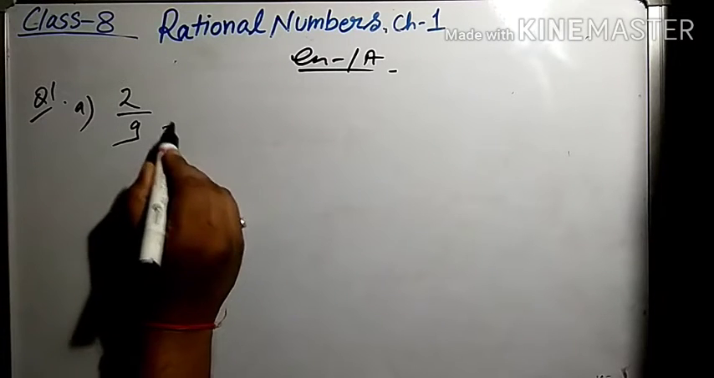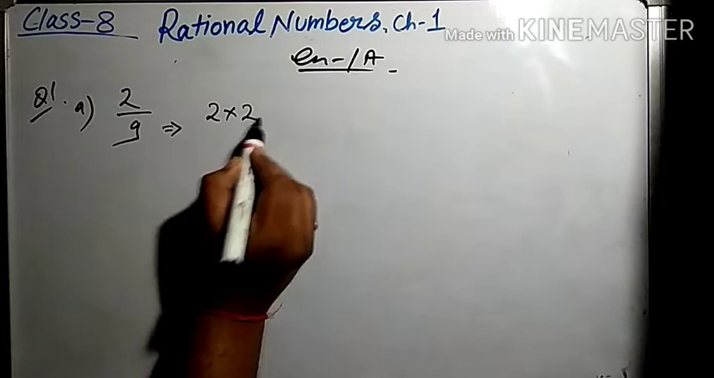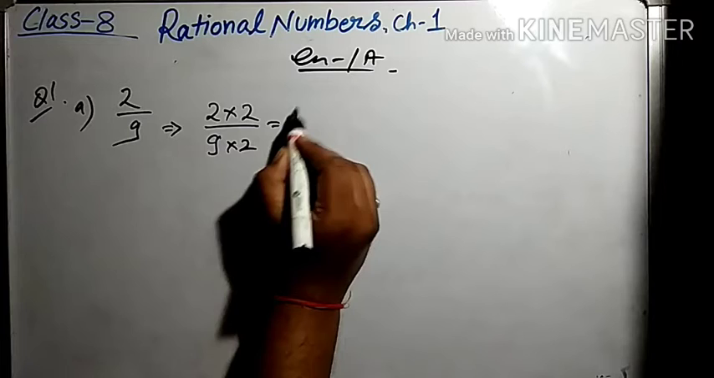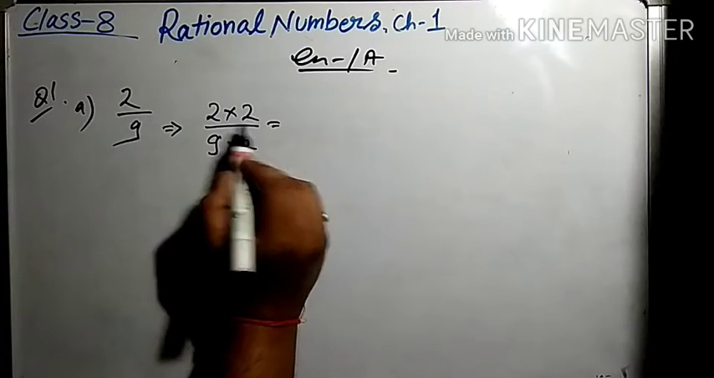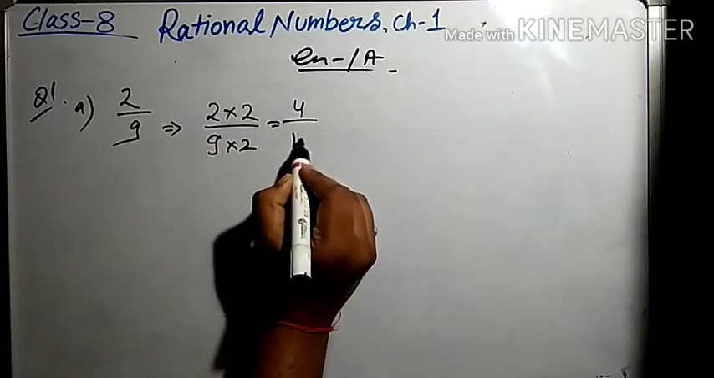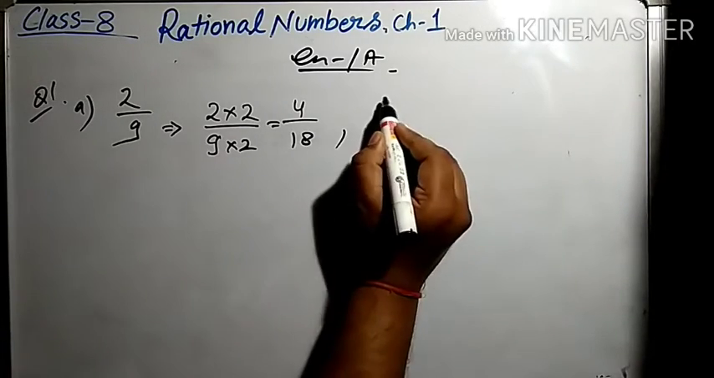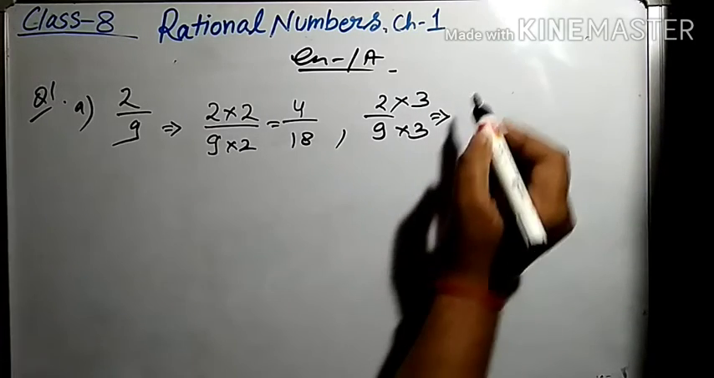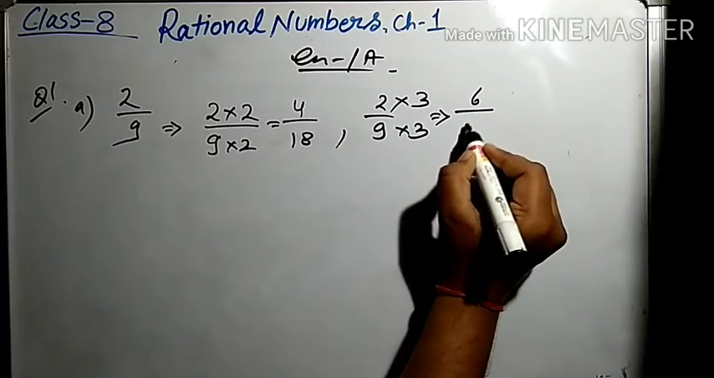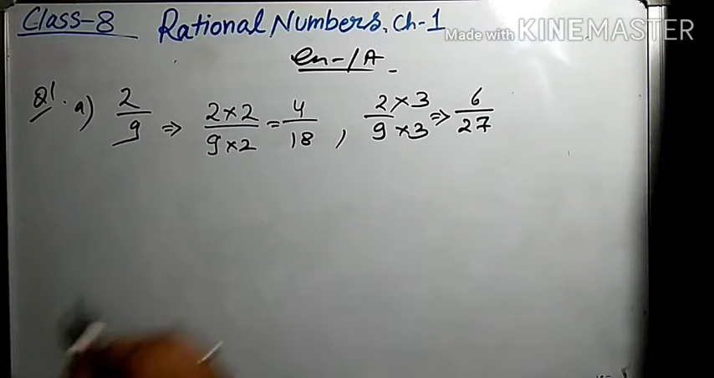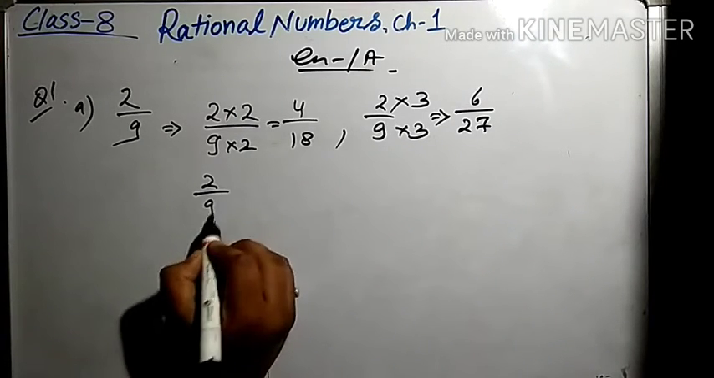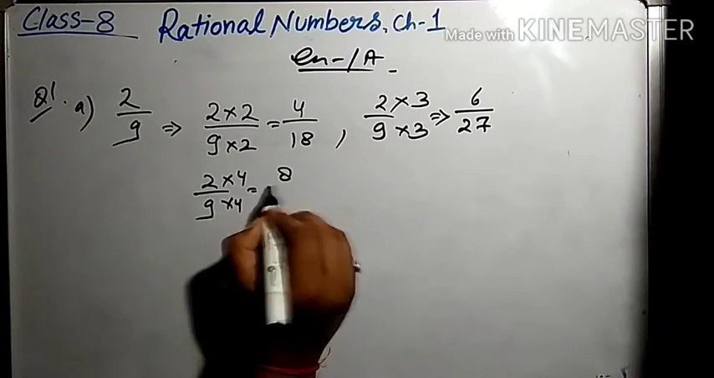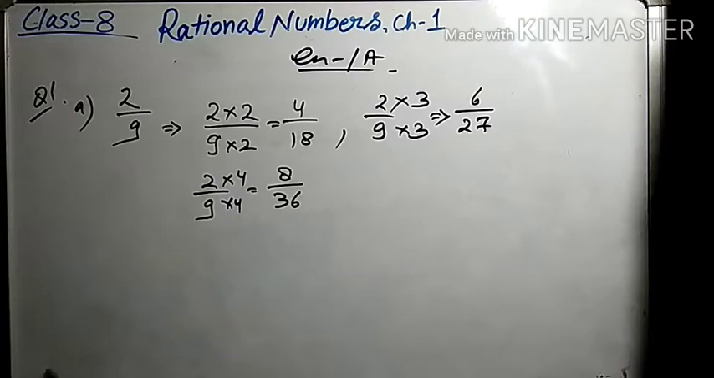Now what we have to do, we have to multiply the numerator and the denominator with the same number. For example, we will start from 2. So that is 4 upon 18. First one. In the second, again we will multiply with 3. So it becomes 6 upon 27. Then third, again we will multiply 2 upon 9 by 4 now. That is equal to 8 upon 36.